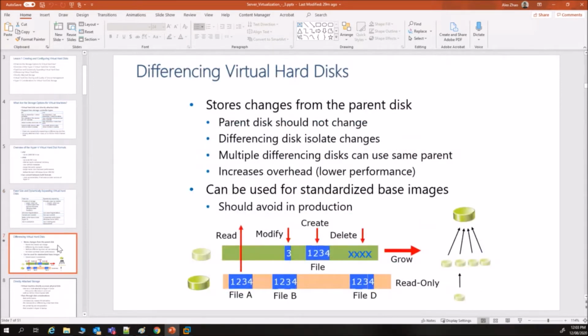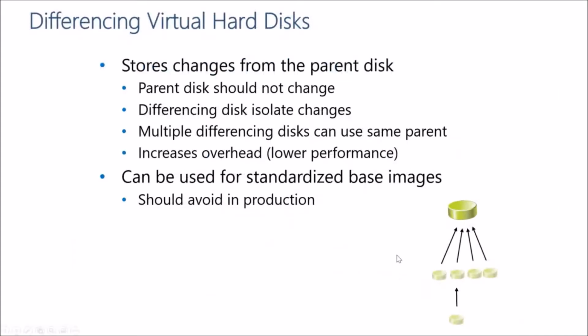So let's talk about differencing disks. If you remember, we said that the differencing disk was the differences after you take a snapshot, if you like. All right, so let's see if we can do this on screen. Okay, so a differencing disk stores the changes from the parent disk. The parent disk should not change. The differencing disk isolates the changes, and you can have multiple differencing disks that use the same parent, effectively if you had multiple branches of the same snapshot.